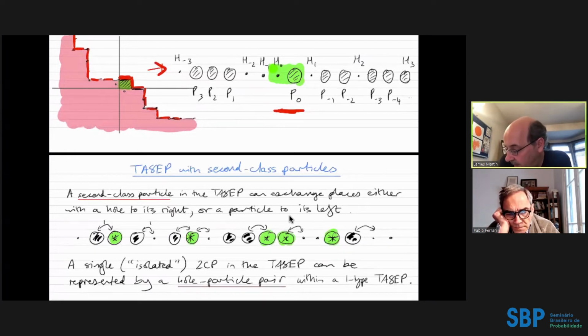And a second-class particle can switch places with a hole to its right, and it can jump onto where a hole is, but it can be jumped onto by a particle. Okay, so it can switch places with a hole to its right, but it can also switch places with a particle to its left. So for example, we can see here we've got a possible jump where the particle to the left and the second-class particle to the right exchange places, but we don't have a jump here. The second-class particle can't exchange places with a particle to its right.